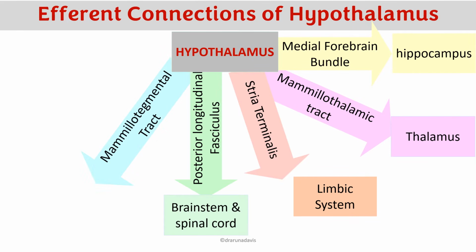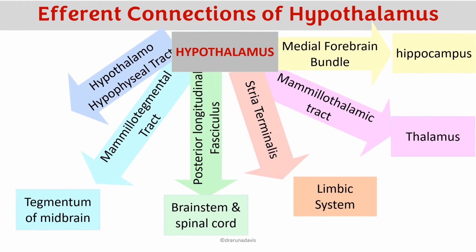Through the mammillo-tegmental tract it connects to the tegmentum of the midbrain. Through the hypothalamo-hypophyseal tract it connects to the pituitary. So these are the important efferent connections of the hypothalamus. You can see that some of the terms are similar to the afferent connections, like, for example, medial forebrain bundle and mammillo-tegmental tract, which makes it easier for you to remember, right?